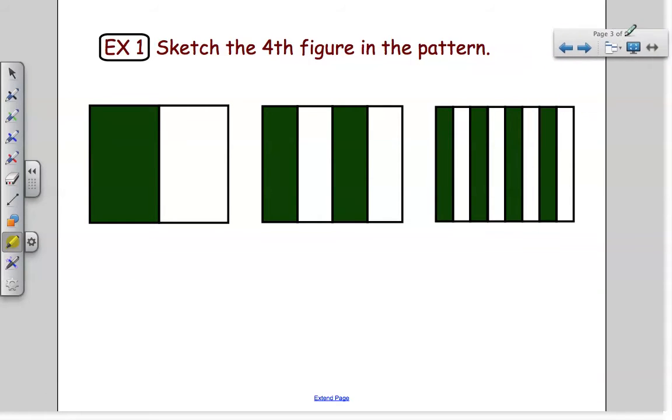Sketch the fourth figure in the pattern. So you see this sequence of pictures here, and I want to determine what is happening and what's going to continue to happen so I can get the next picture. So this is definitely inductive reasoning. I'm looking for the pattern. I notice we have what looks like the same size rectangle, but we have alternating green and white rectangles that it's split up into. First we have just one green and white, so 2 rectangles total. Then we have 2 green and white, 4 rectangles total. Then we have 4 pairs of green and white, 8 rectangles total.